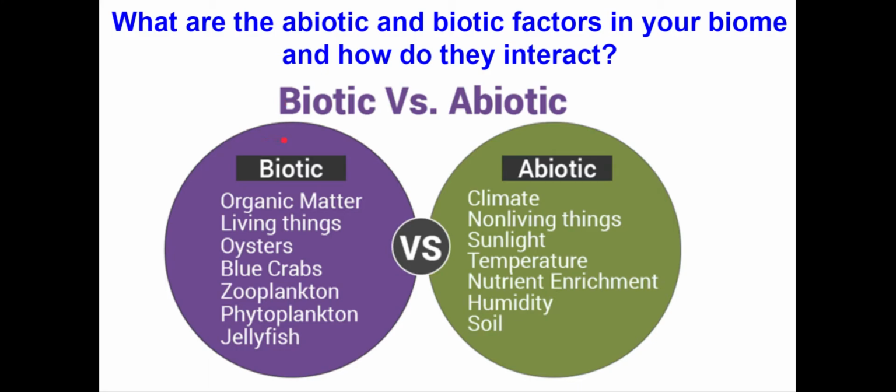Next of all, can you tell us what the biotic and abiotic factors are in your biome? So biotic means living things and abiotic, the non-living things. Biotic factors include the animals, the plants, the microbes in the soil, anything that's living. Whereas abiotic are factors such as temperature, pH, climate, humidity, soil, and so on. You can also say how they both interact with each other.